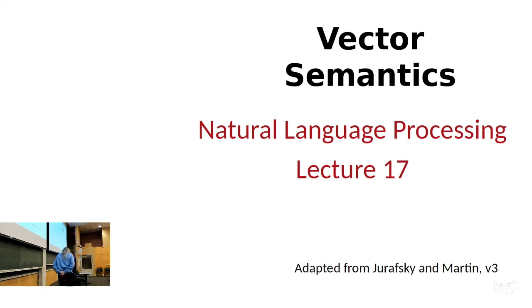Today we're going to talk about vector semantics, and this is a way of trying to represent the meaning of words by a vector of numbers. It's often called word embedding, and it's become more fashionable over the last 5 years, let's say. But we've been doing things like this for a long time in natural language processing.